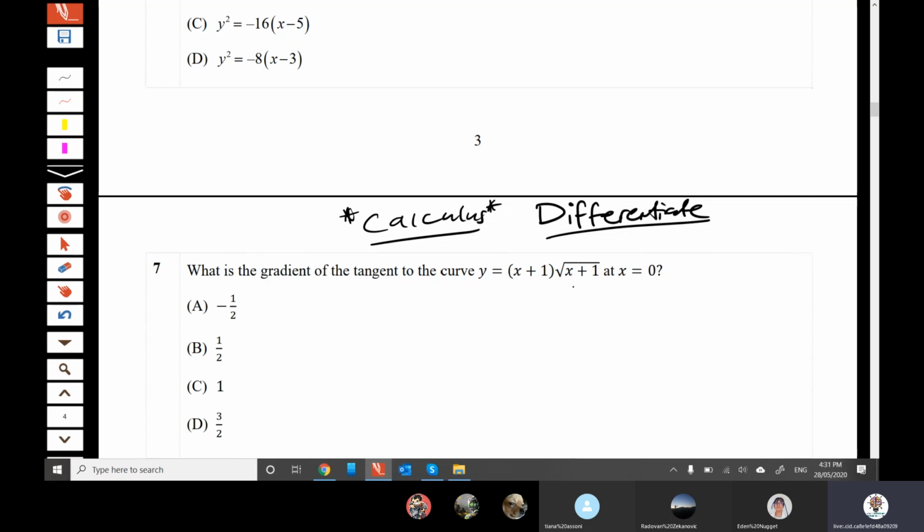So, how do you differentiate this? So the gradient of a tangent, so you guys remember, is just y dash, and then you've got to sub in 0. How do we find the gradient of this tangent here? What do we use? Is this the VU? Yep, so what's it called?